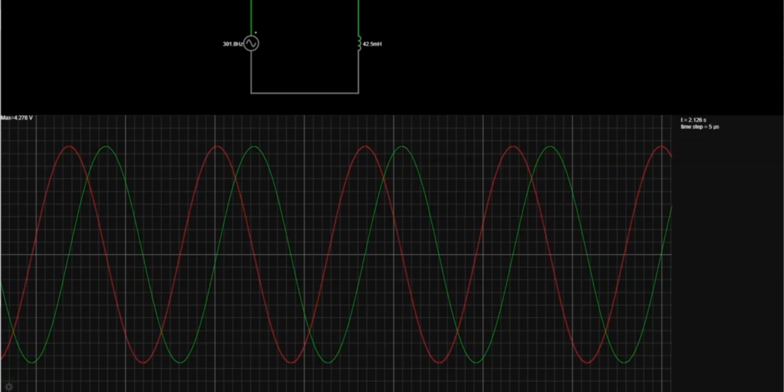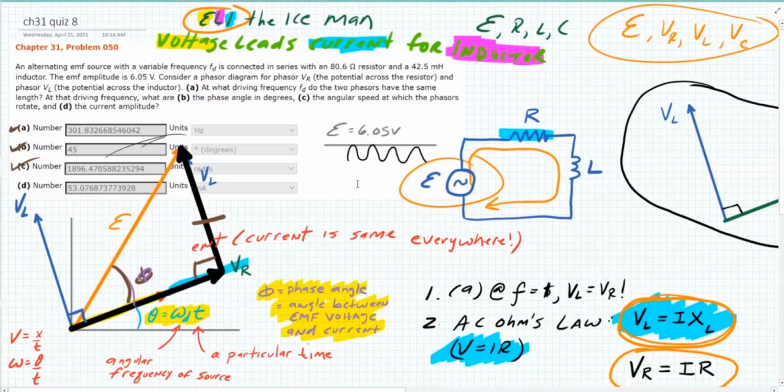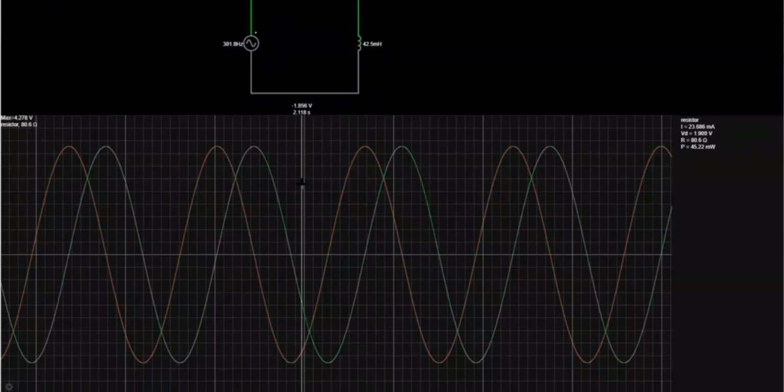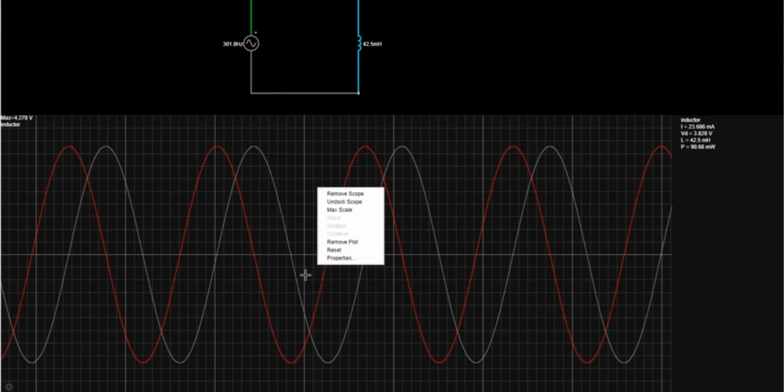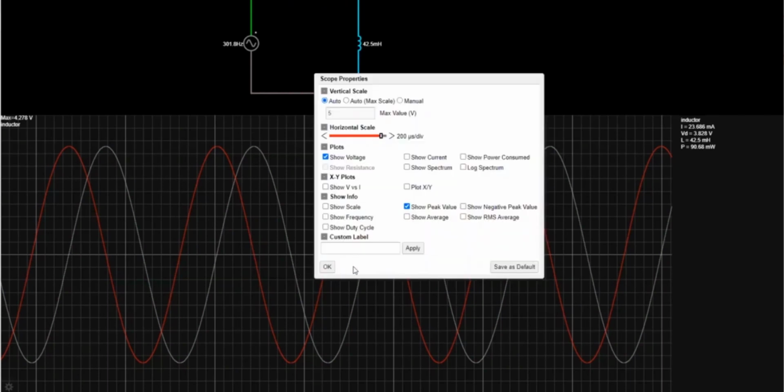But let's do this. If we look at this problem here, let's verify the current amplitude. We did all the math and physics to figure out what the current amplitude should be if we design the circuit like this. So let's just verify that. Back to Falstad. All right. Right click anywhere in the graph area. Right click, properties. And then let's do show current. Show current. And then the other thing we have to check is show peak value.